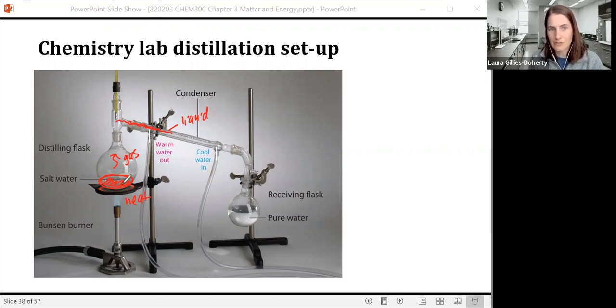And if the substances of your mixture turn into a gas at different temperatures, then as you heat this up, the first one will turn into a gas, you can collect it. Then the second one will turn into a gas, you can collect it, and so forth. And so this is used all the time, especially in food and beverage industries, to get things really pure.